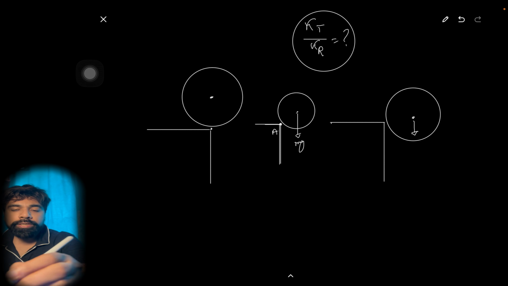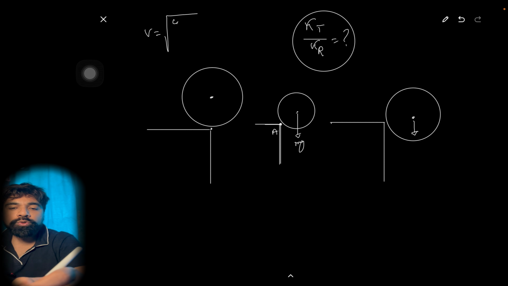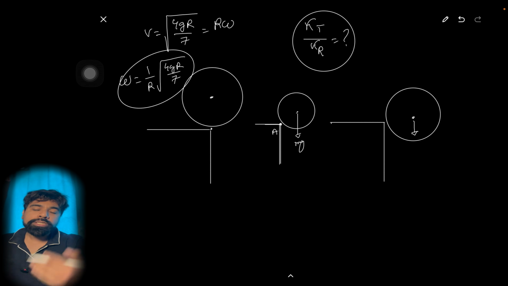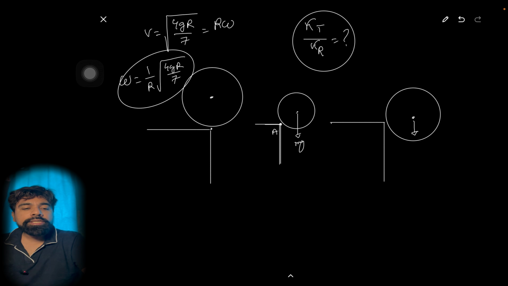Now, what is that omega? So, V is equal to root under 4gr by 7, and for rolling V is equal to r omega. That means the omega value is 1 by r root under 4gr by 7, and the cylinder will maintain this omega for the rest of its journey because there is no other force acting other than gravity. So, when this cylinder has become horizontal, the center of mass has come to the same horizontal level as that of the table, the omega is exactly the same as when it was losing contact with the table.